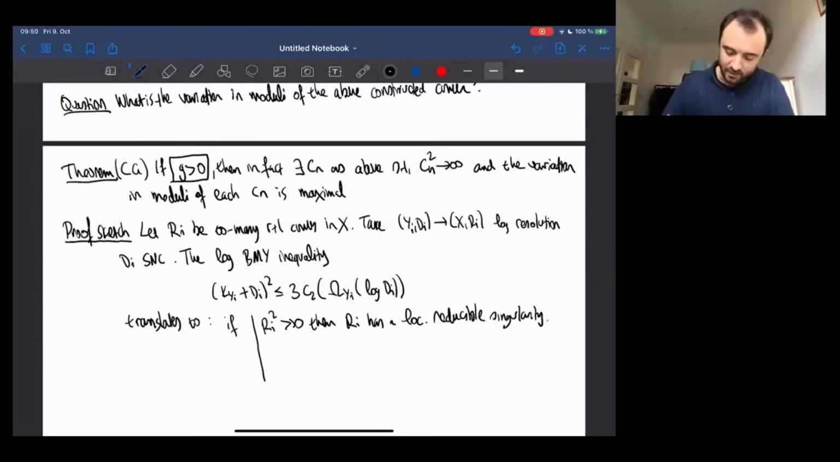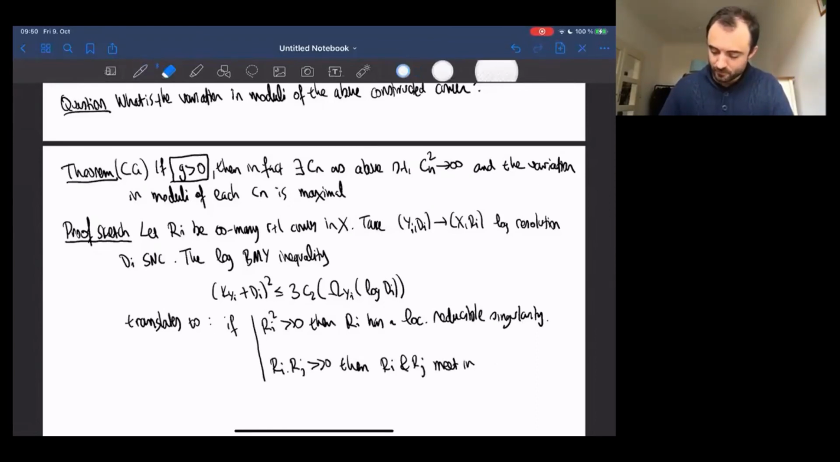And on the other hand, because we don't know whether Ri squared goes to infinity, one can also rewrite this as basically that it suffices to know that this intersection number of two distinct rational curves is large enough, and this does happen, to conclude that Ri and Rj meet in at least two distinct points.